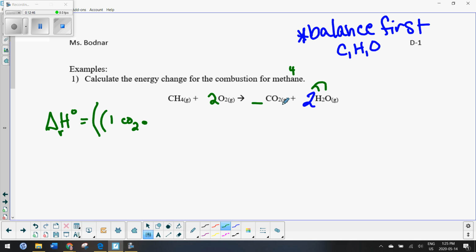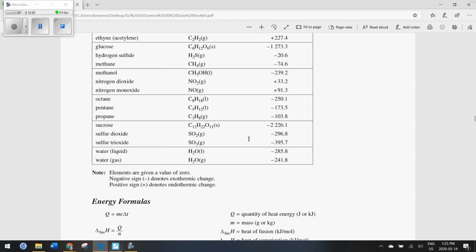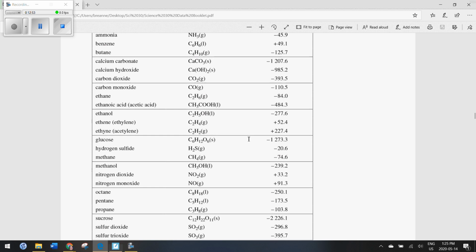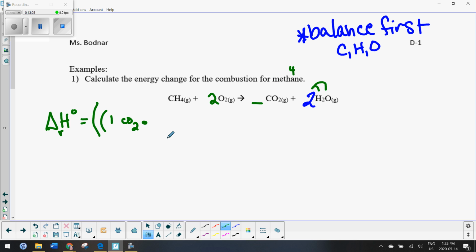Now I have to look for the heat of formation for carbon dioxide. Okay, so this is where I go to this table. Carbon dioxide is right here. Sorry, that's too high. Right here. Negative 393.5. Okay, so negative 393.5. I'm not going to put my units in so I can save space.